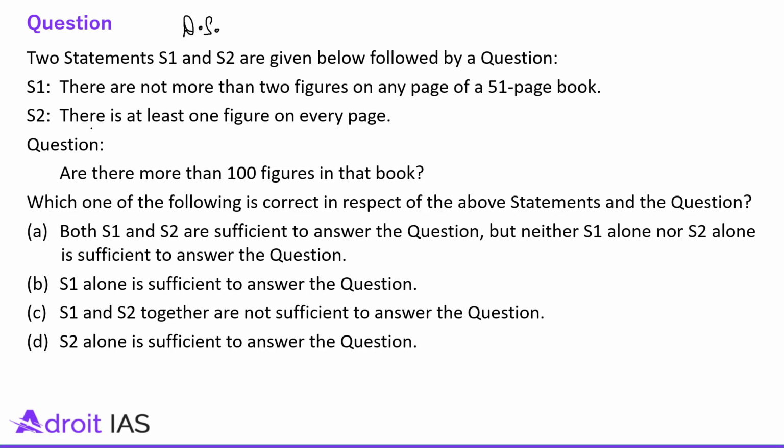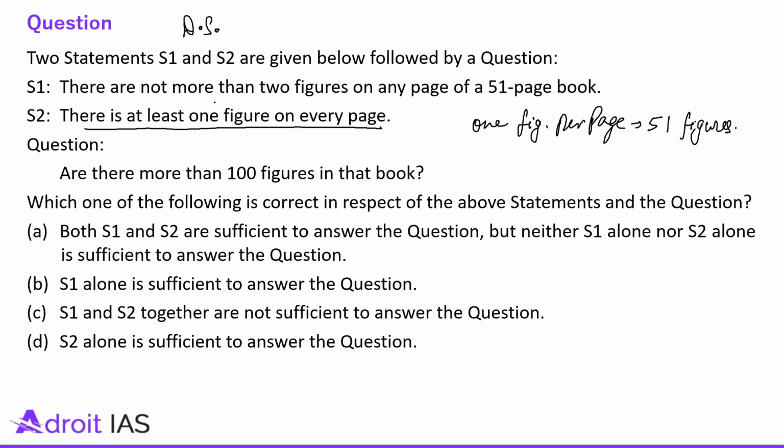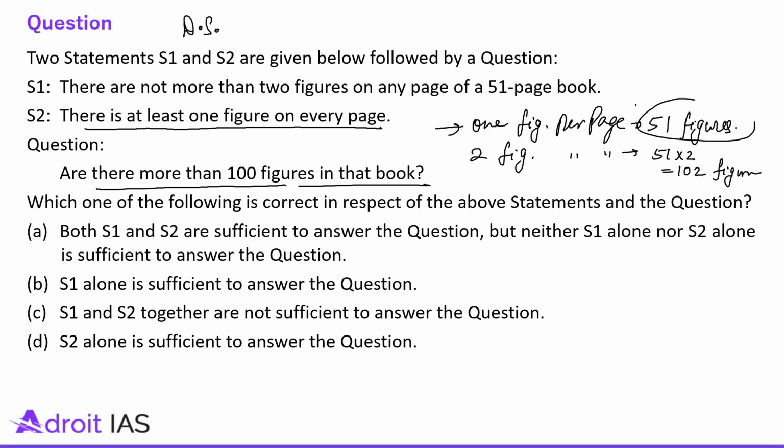See, everyone, if there is at least 1 figure on every page, let us assume 1 figure per page. This will give you 51 figures in the entire book, right? If there are 2 figures per page, this will give you 51 into 2, 102 figures in the entire book. So in the first case we have 51 figures. In the second case we have 102 figures, right?